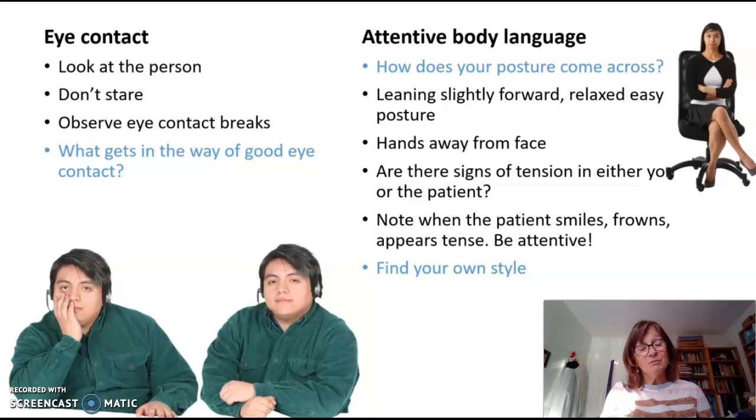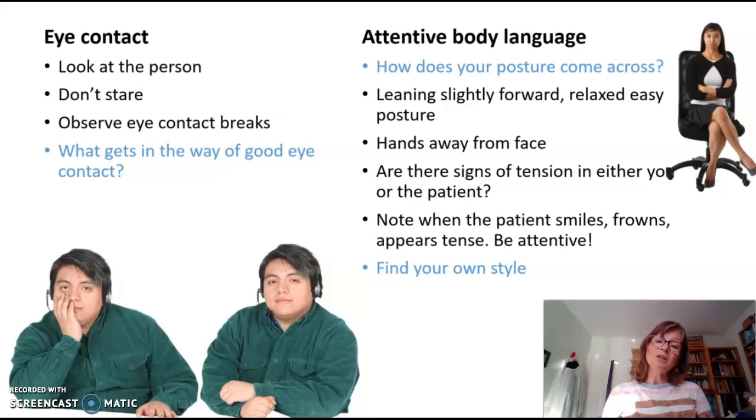Are they smiling? Are they frowning? Are they thinking? You can sometimes tell that by looking at someone, can't you? Do they need a bit of time to process something? Are they appearing very tense? If they are, we need to do more to help them relax. But we need to be attentive.